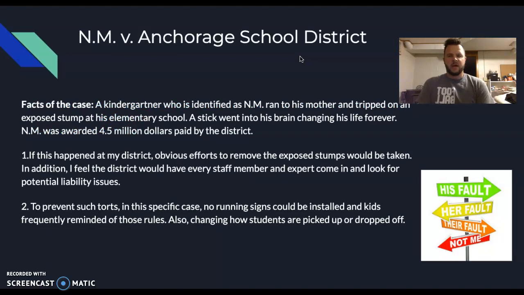Anchorage School District. Before we get started, you'll notice the initials NM. Because the child was a minor, the parents opted to just have his initials said for this case. So when it was reported in the papers, this is all that was said.